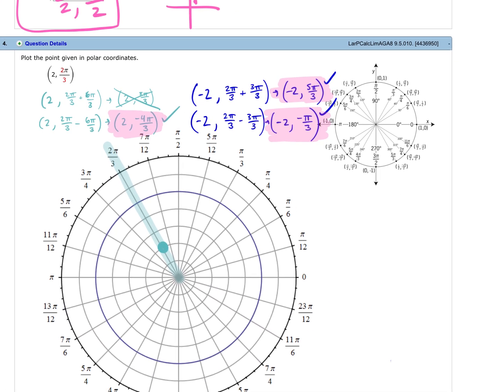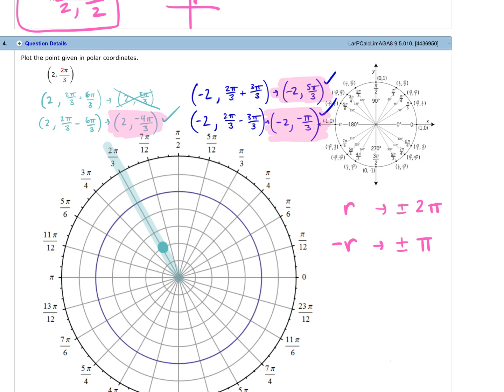So if we keep r the same, we would add or subtract 2 pi. If we change the sign of r, then we would add or subtract pi. But just make sure that your theta is in between negative 2 pi and positive 2 pi. How do we know if it's in between negative 2 pi and 2 pi? You have to look at the numbers.